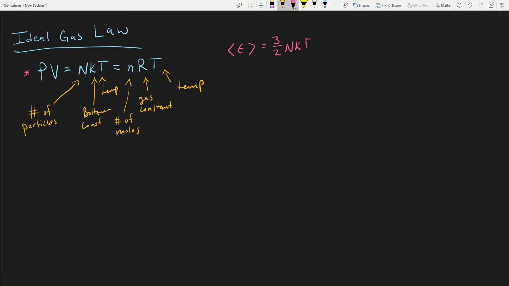Also, it should be noted that capital P is now average pressure. It is not the probability. Other videos have used capital P for probability, but this is the average pressure in this video. And V is the volume. So this derivation is pretty simple, so let's jump right in.